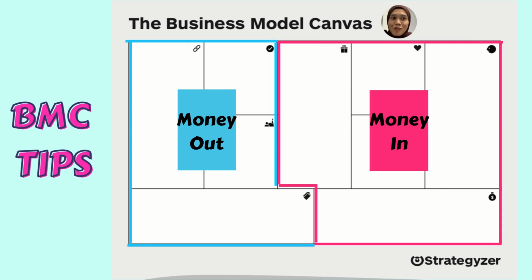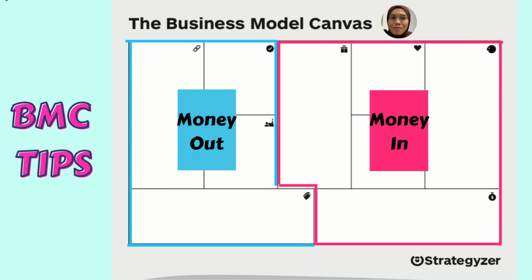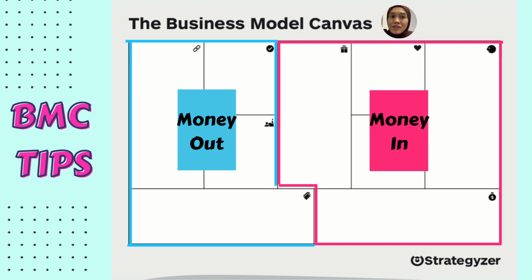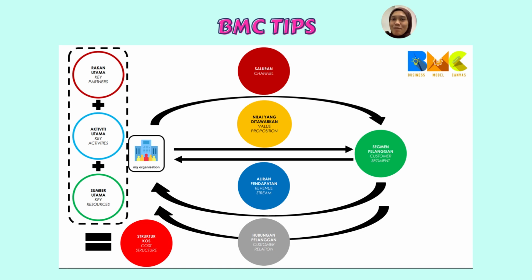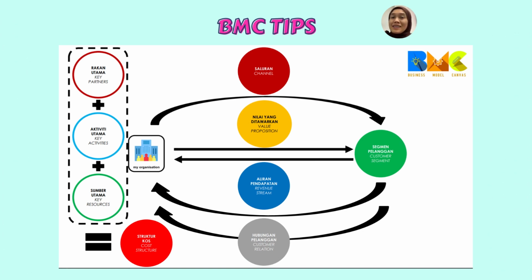More tips from BMC. The right side, which is the pink color, is for the money in, while the blue color is for the money out. So both have transactions. There is another thing. You can see the relationship between these 9 blocks in this diagram.